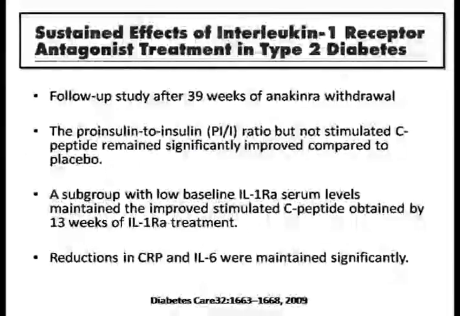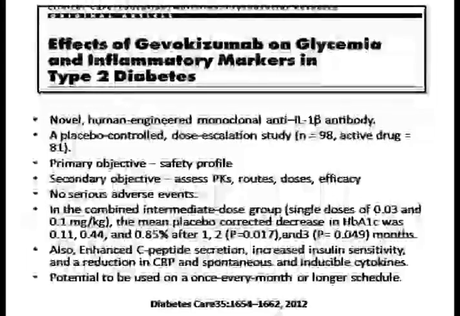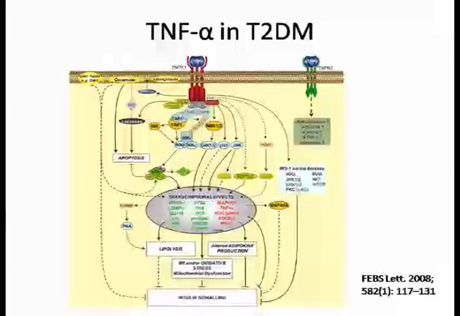The follow-up of the study after 39 weeks revealed that there was an improvement of the pro-insulin to insulin ratio, but not stimulated C-peptide. A subgroup of those patients who had low baseline interleukin levels maintained improved stimulated C-peptides. There is another study targeting the interleukin 1b receptor with gevokizumab. In this trial, it was given in various escalating doses, from 0.03 milligram to 0.1 milligram per kg body weight, and improvement in HbA1c was seen.